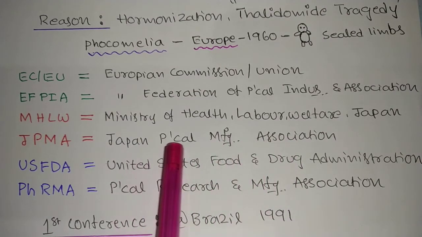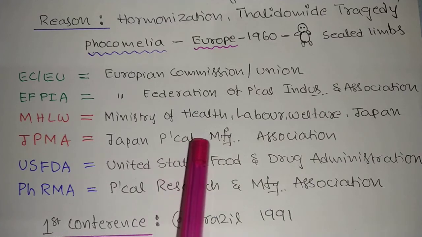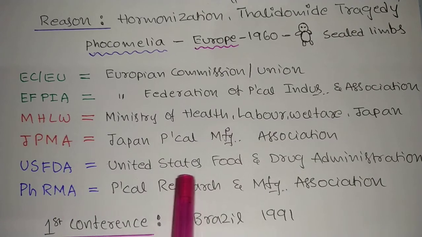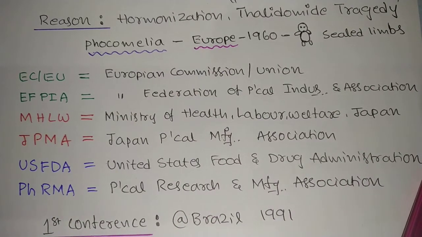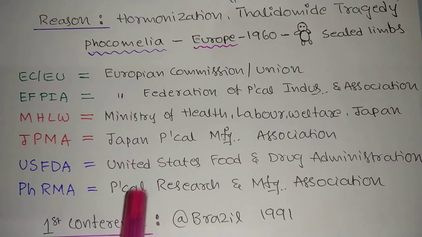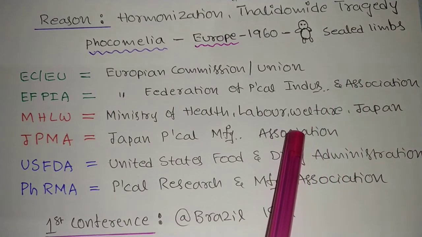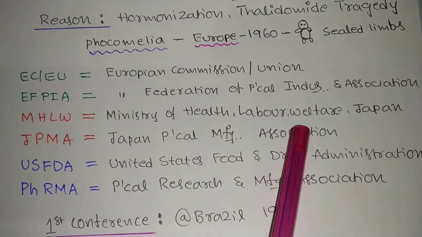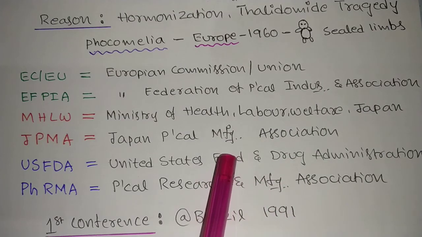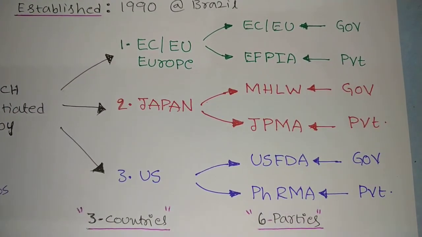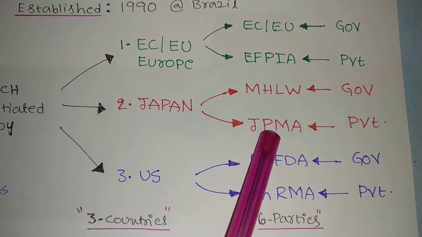Next, JPMA, Japan Pharmaceutical Manufacturers Association. No way it is related to government. Pharmaceutical manufacturers formed an association. US FDA, United States Food and Drug Administration, and that is a government. Pharmaceutical Research and Manufacturers Association. Wherever the word association comes, it is an association of private manufacturers or researchers. The remaining three are the government bodies. So now you can see all these abbreviations.